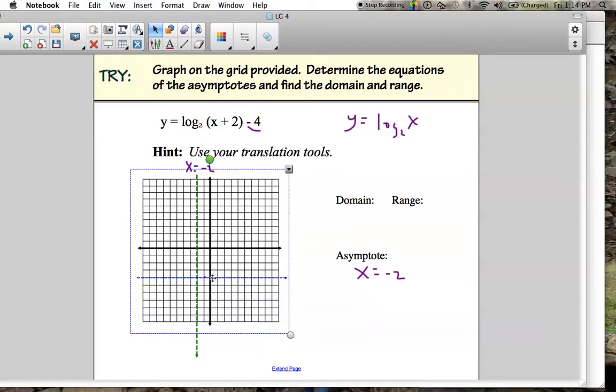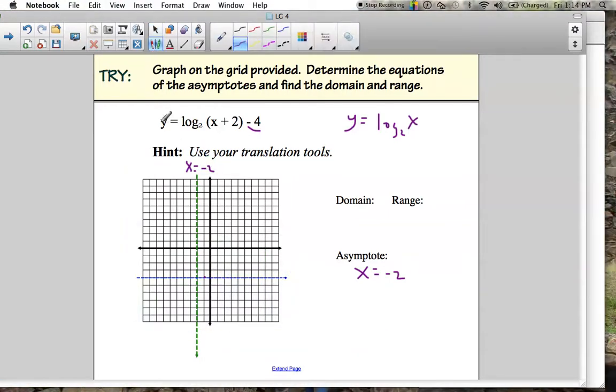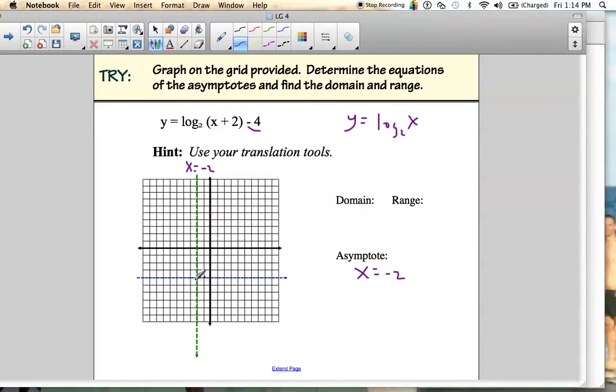Oops. So do you notice that I'm going from this origin now, right? Not this origin. I did my transformation. Okay, and the last one is 4 over 2 up.